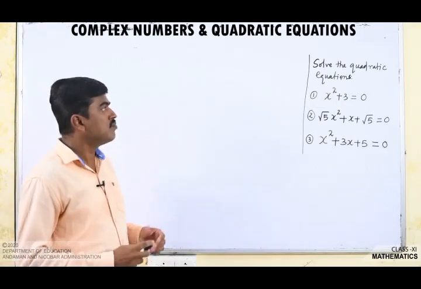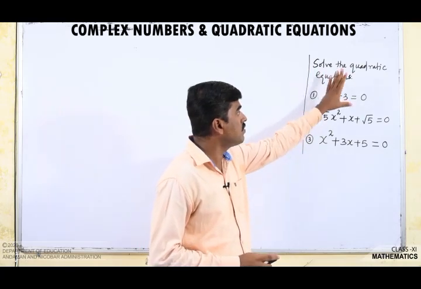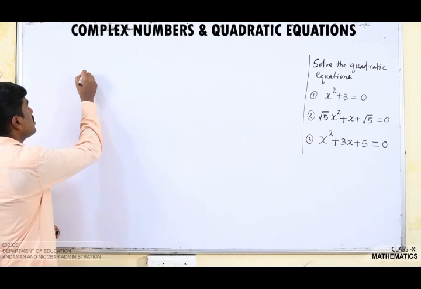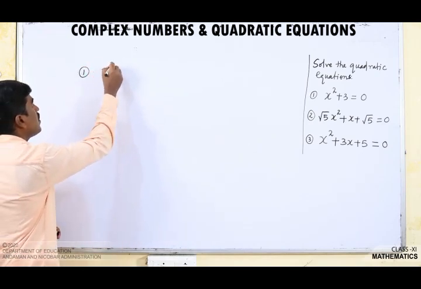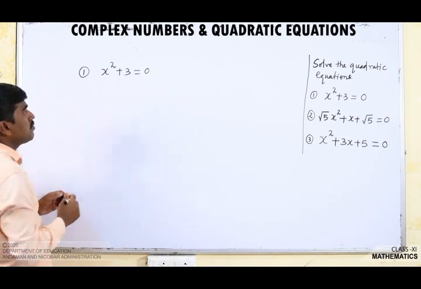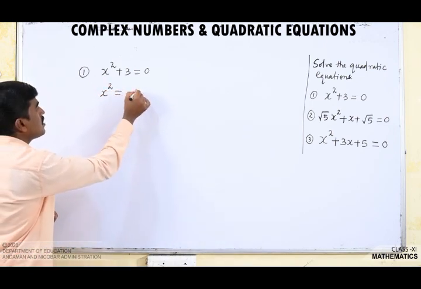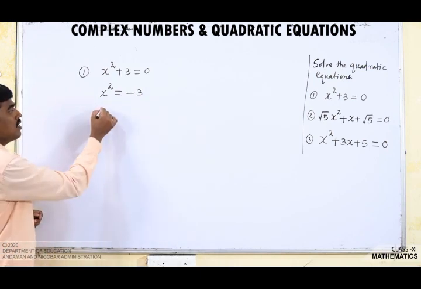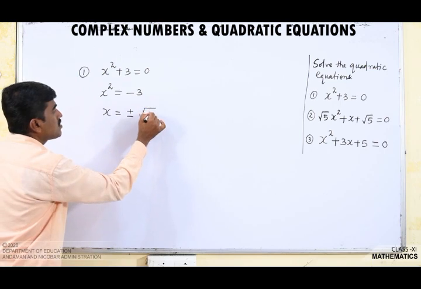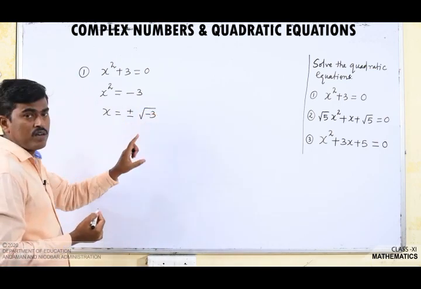Now let us take some more questions to solve these quadratic equations. The question is to solve the quadratic equation. The first one is x square plus 3 is equal to 0. So this is a simple equation. It can be expressed as x square is equal to minus 3 and x is equal to plus or minus root over minus 3.